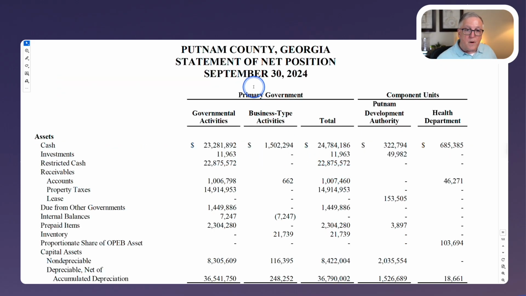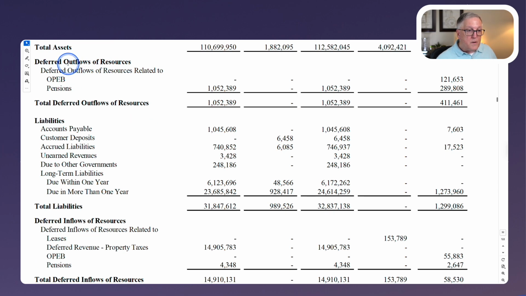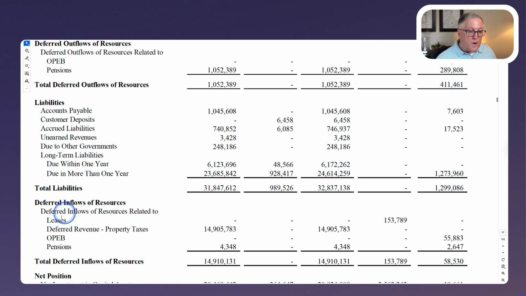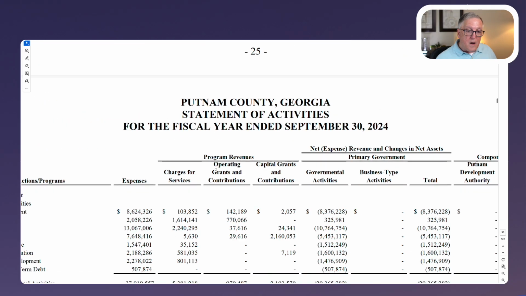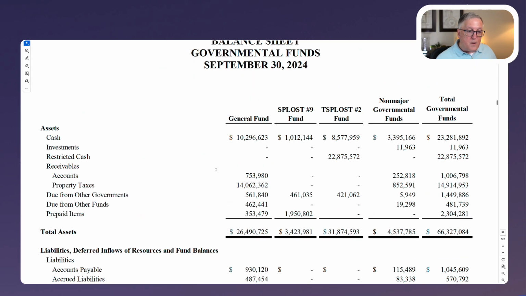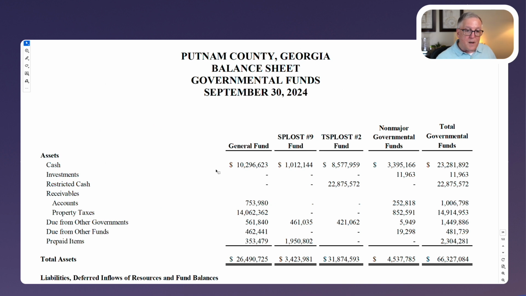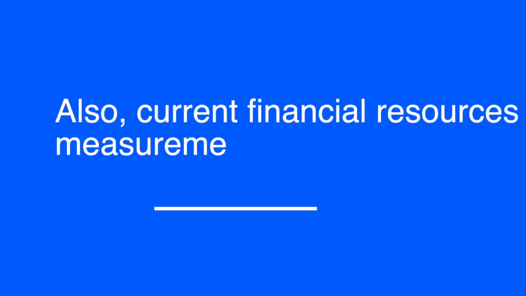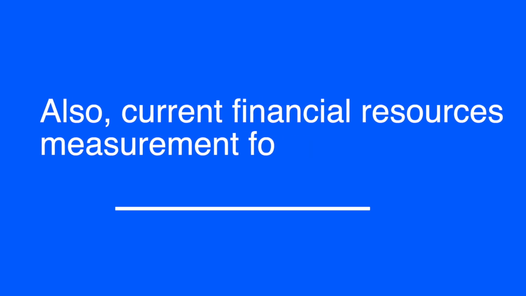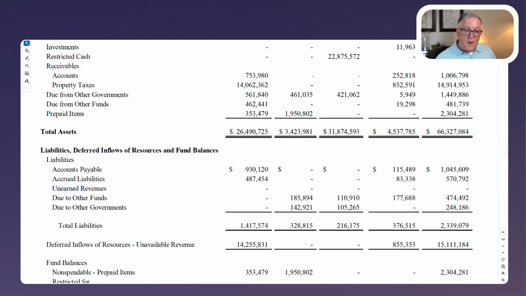We saw earlier that on the statement of net position, here's that deferred outflow for pensions, and there's that number. Here's deferred inflows for pensions, and there's that number. Then we said the net pension liability is included in these numbers. Now let's look at the governmental funds and see, do we see any amounts for the pension liability? Well, we've talked about it before, but this is modified accrual, so there should not be any pension liabilities here. And there's not, so that's the way it should be.